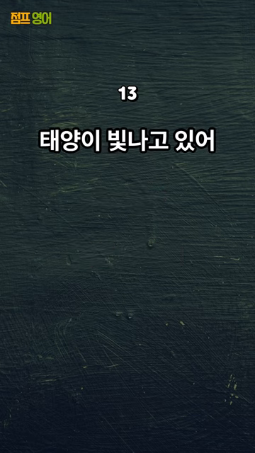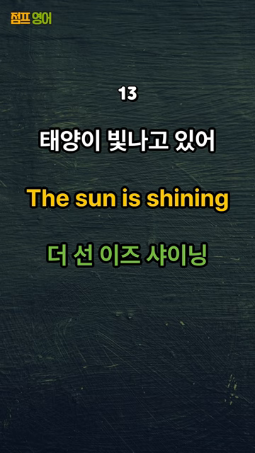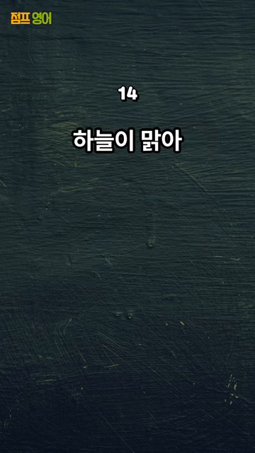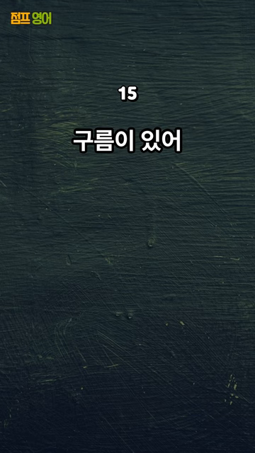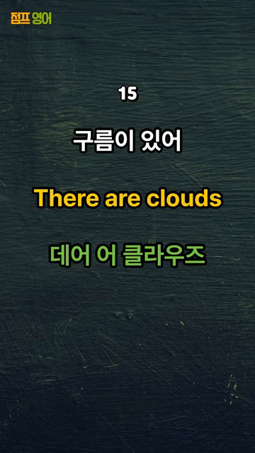태양이 빛나고 있어. The sun is shining. 하늘이 맑아. The sky is clear. 구름이 있어. There are clouds.